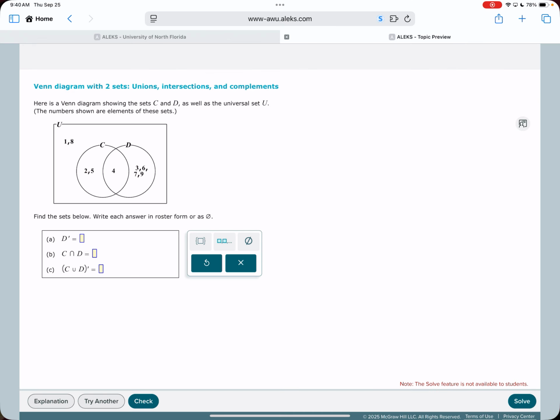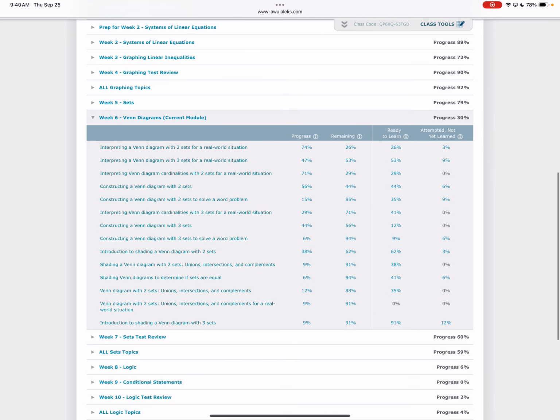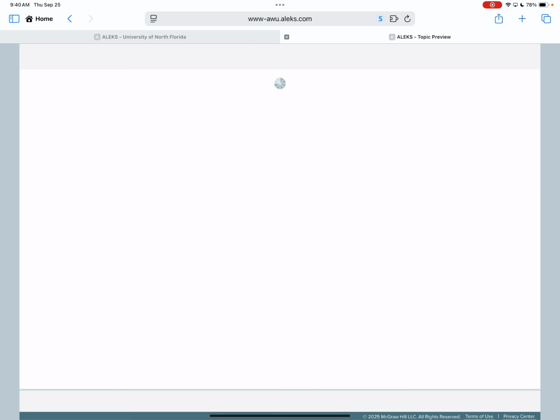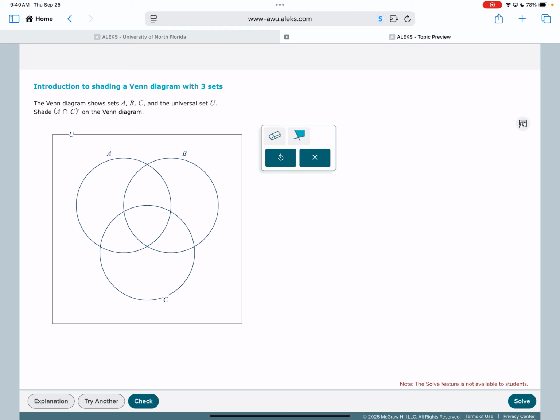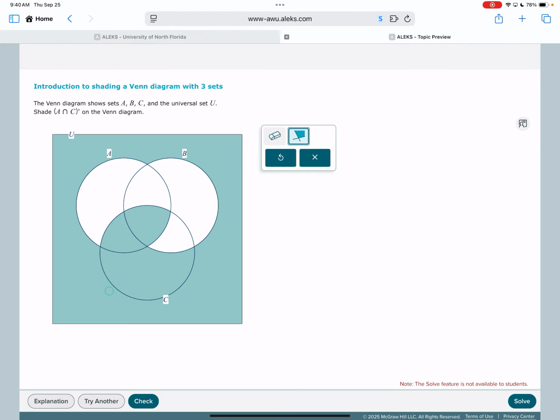All right, shading 3 Venn diagrams. I just did the introduction one. I didn't torture you with the hard one here. But to do this one, again, you can kind of just play around with it and do the undo and the erase and different things. But A intersects C. A intersects C is what they share. So that would be these two areas right here, right? That is where A and C share stuff. But then I want the not of that because there is an apostrophe there. So it's what's not in A intersects C.